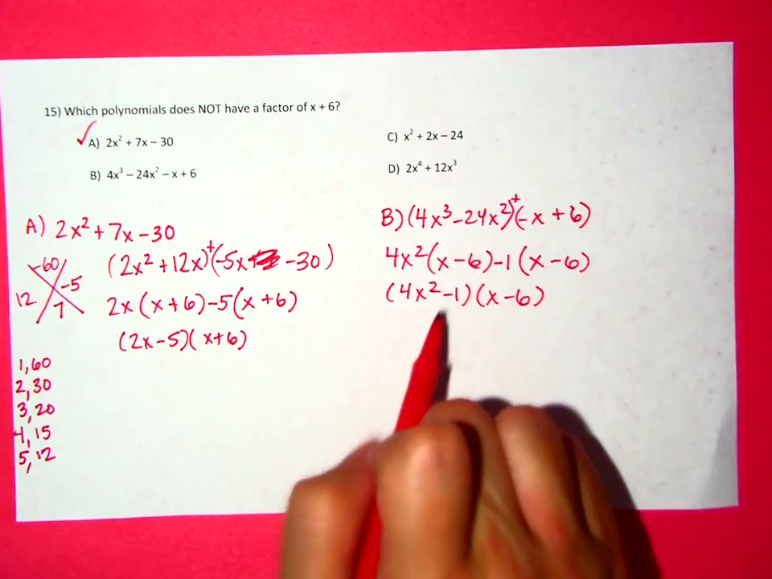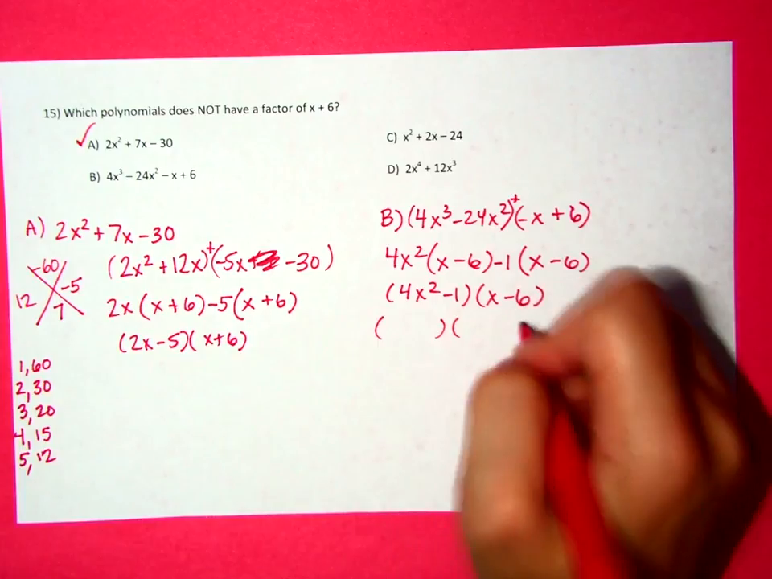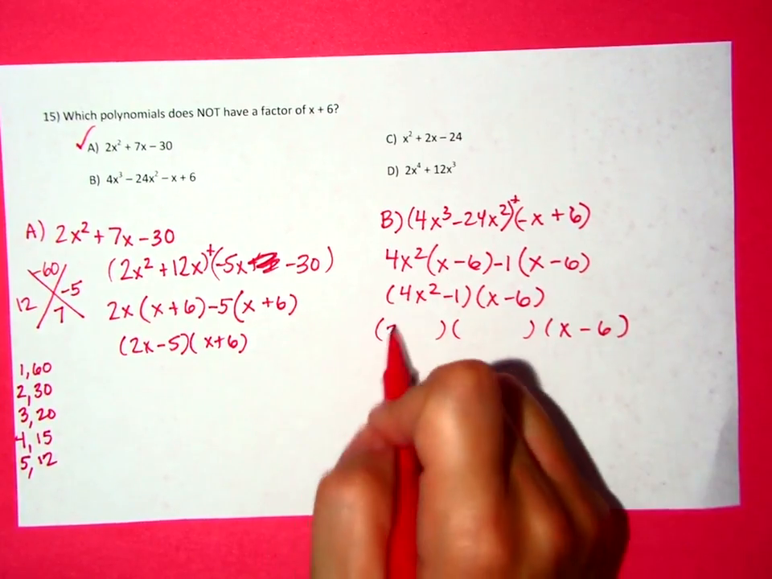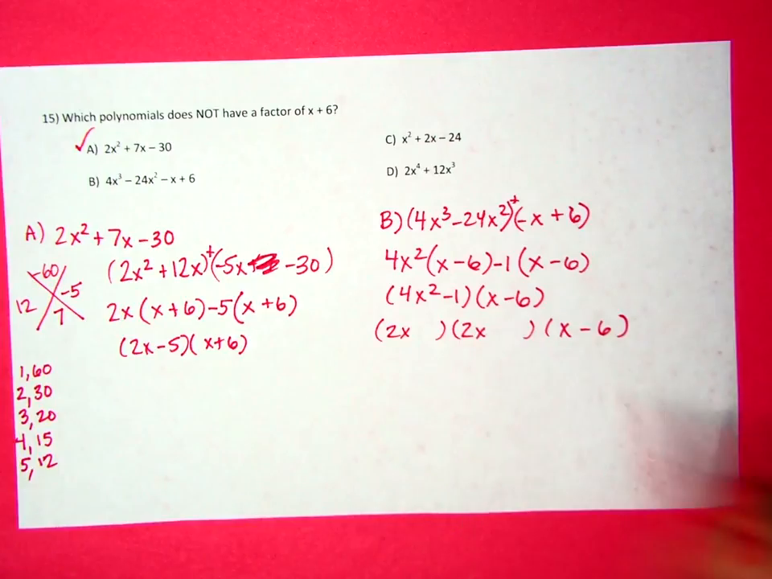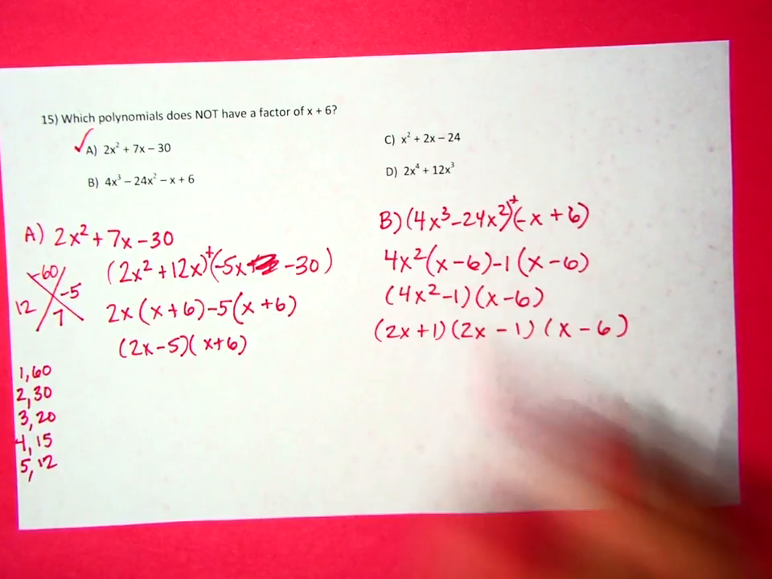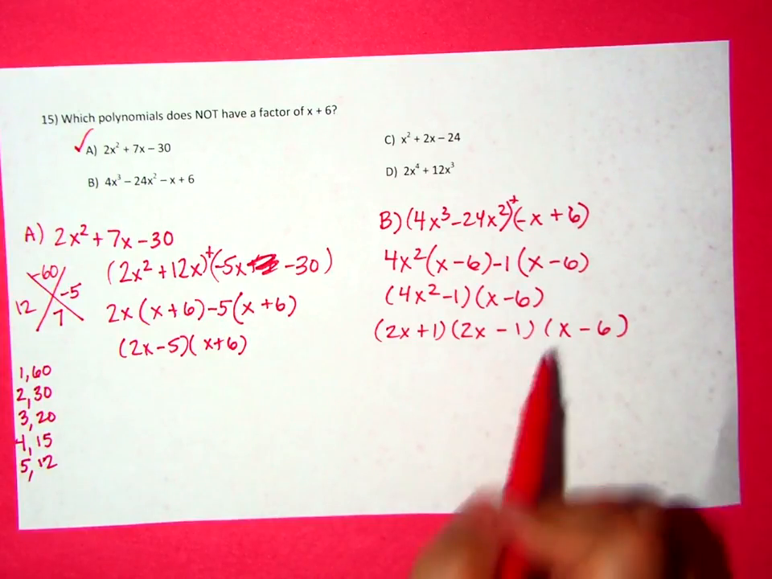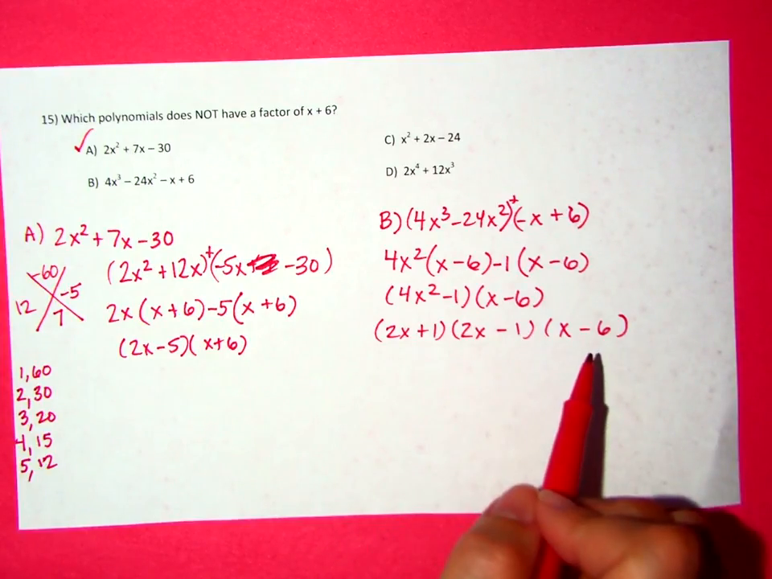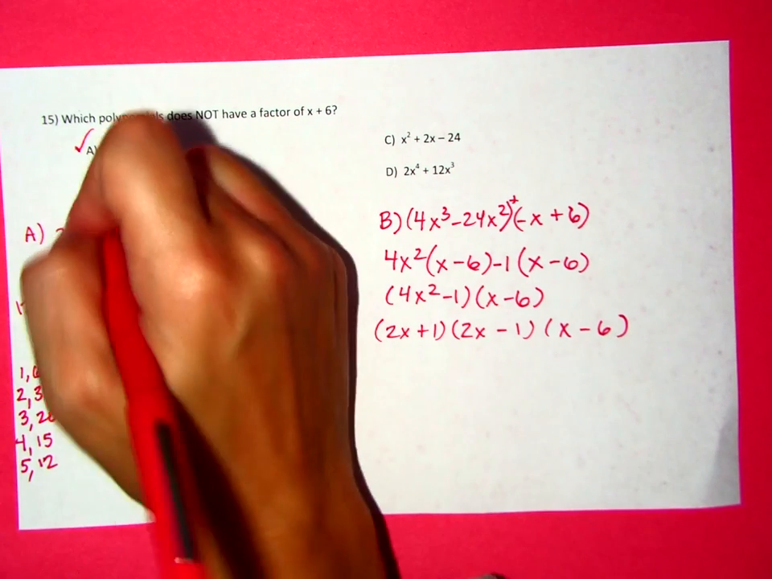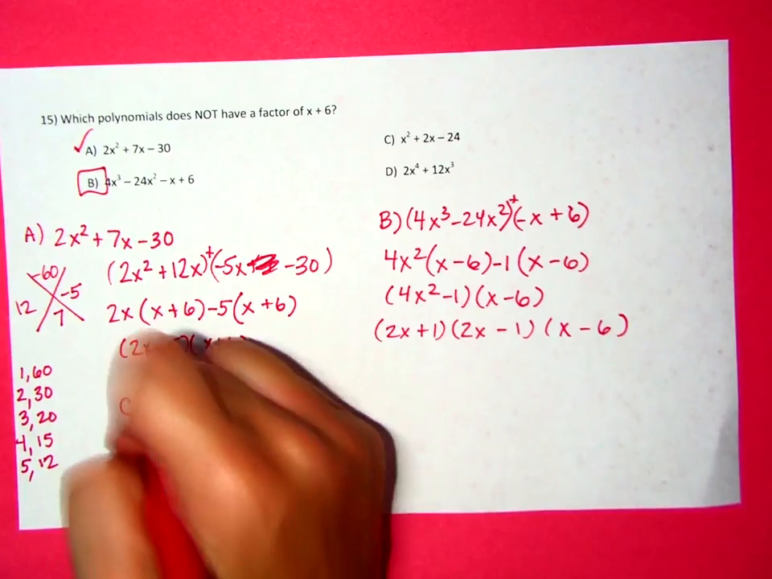We're not done though. This is a difference of two squares, so we should go ahead and factor that one as well. So we're going to bring down that x minus 6. And then 2x times 2x is going to give me 4x squared. A positive 1 times a negative 1 is going to give me that negative 1. And then, of course, the middle terms would cancel out if we FOILed. So here we see the 3 factors for this particular polynomial. None of them have x plus 6. This is probably our answer, but again, we should confirm our answers by checking the other 2.